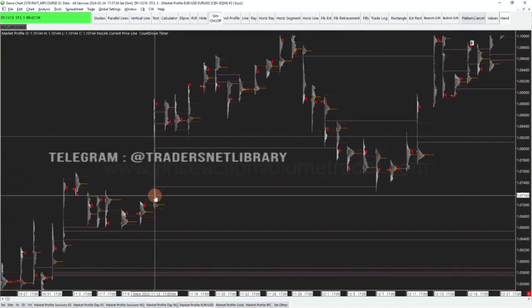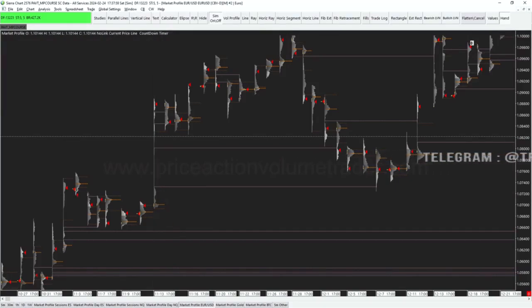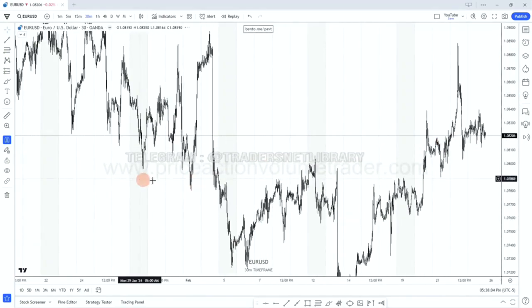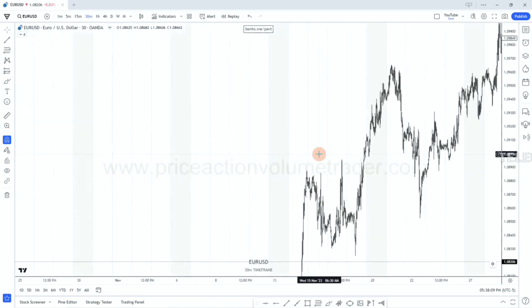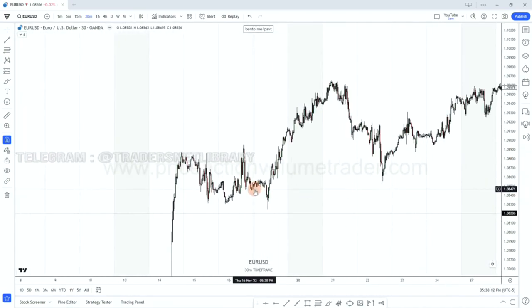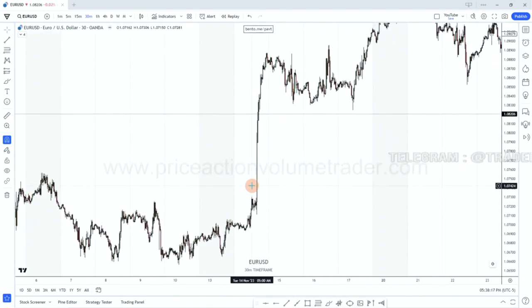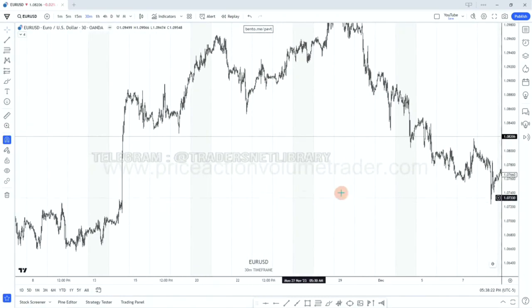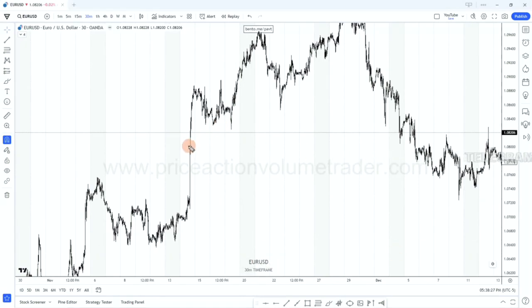Like, this was on November 13th. So if I go here under Euro US dollar and I go back to November 13th, you can see that it is right over here. We had this impulsive break here that left those singles.